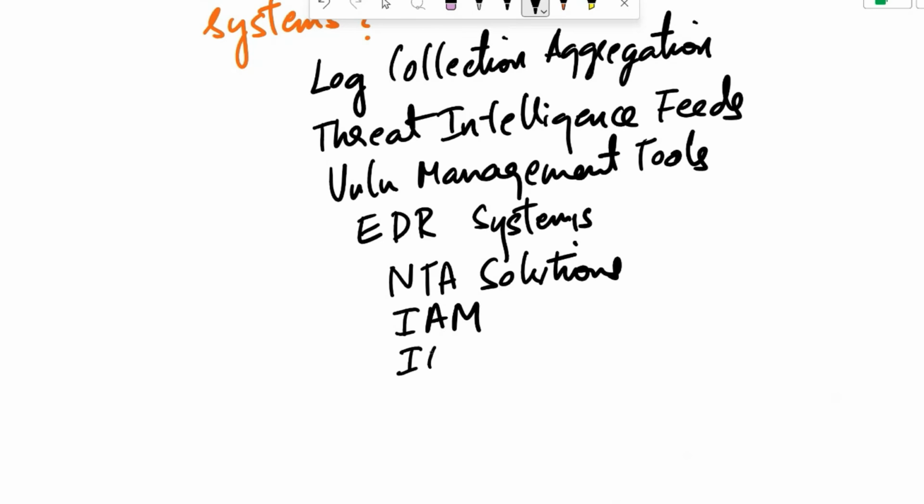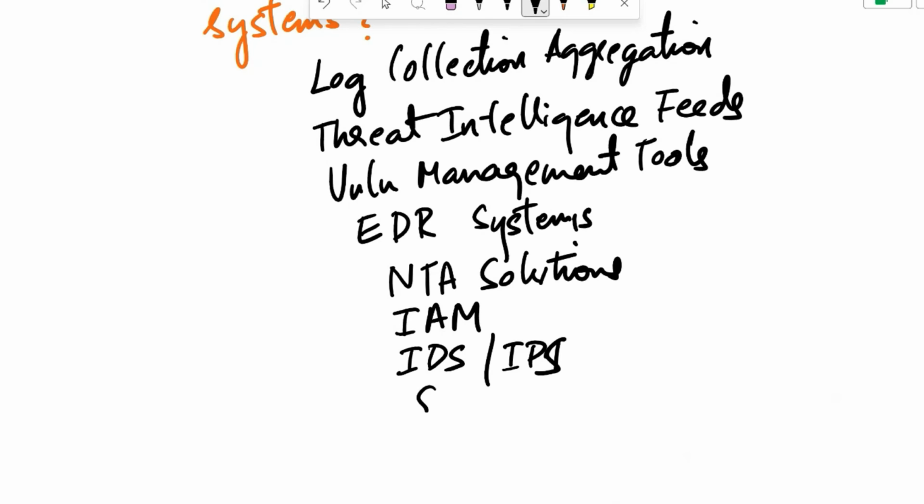Next is intrusion detection systems and intrusion prevention systems, that is IDS and IPS. SIM integration with IDS or IPS solutions enables the correlation of network intrusion alerts with other security events, providing a comprehensive view of potential threats.